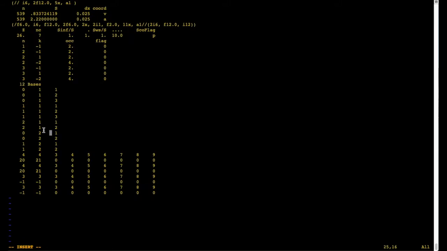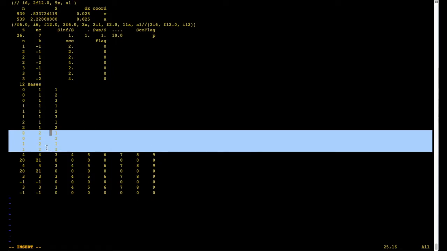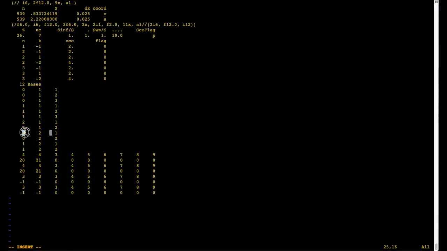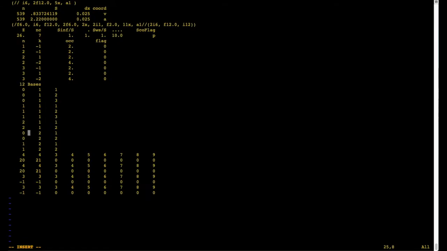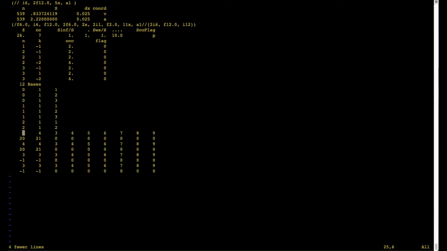Since we removed these electrons from the valence, we don't need to specify them here. They are not part of our basis anymore. So we can safely remove these 4 states. And also, we will get rid of the energy set 2 completely. So we can also remove these 4 lines.